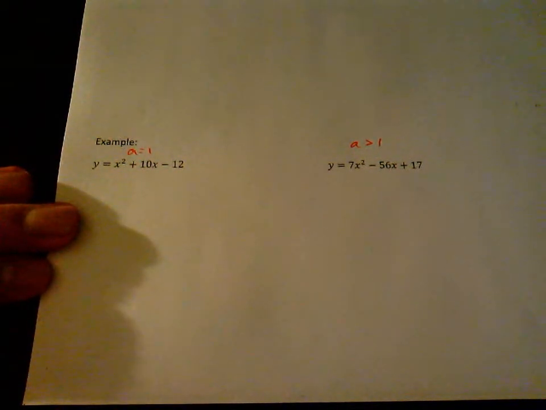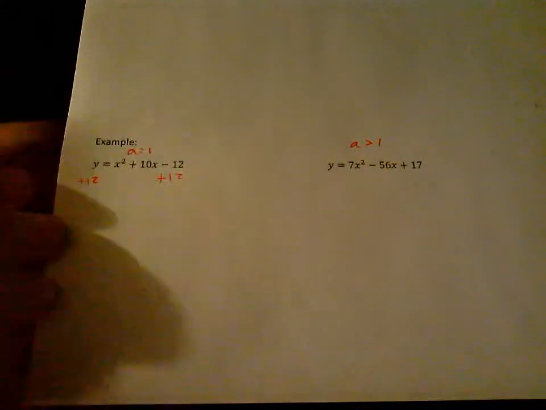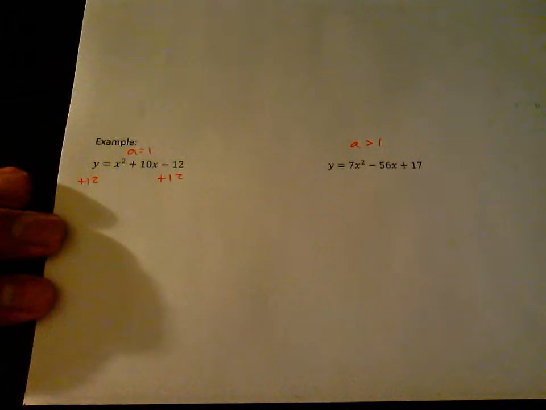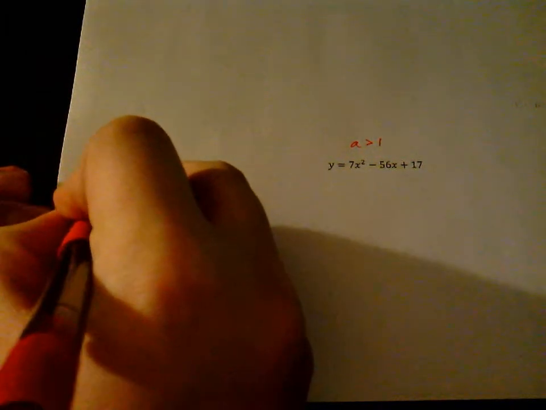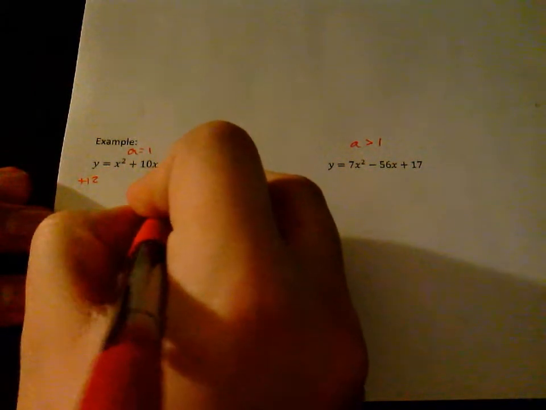So, step one should always be get rid of the back number. We always want to get rid of that back number because we can't deal with it right now. So, y plus 12 equals x squared plus 10x.